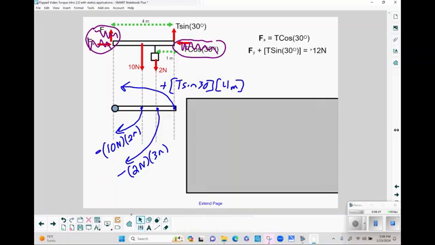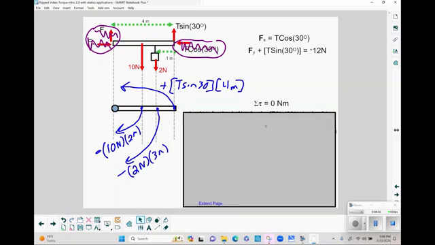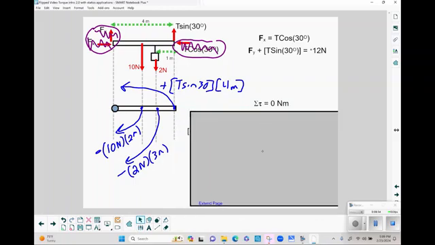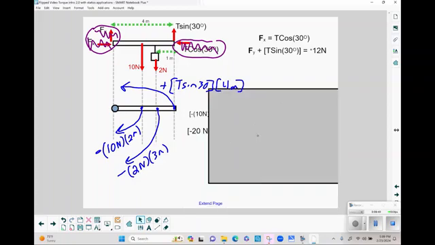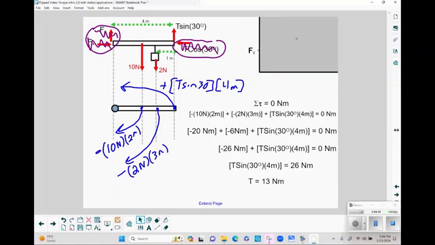Now that I have all my torques drawn out, I can write out my torque equation. I can start by saying that the net torque is equal to 0, and so negative 10 times 2 plus negative 2 times 3 plus T sine 30 all times 4 is equal to 0. I only have one unknown, the T. So I can now solve for that using algebra, and I find out that the tension is 13 Newton meters.